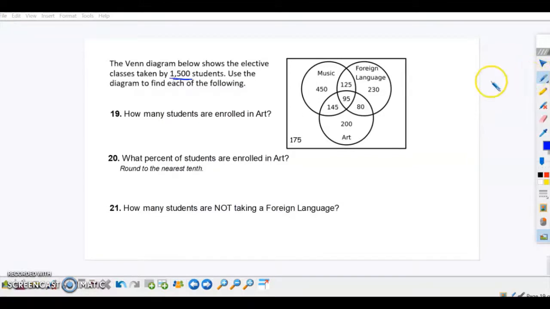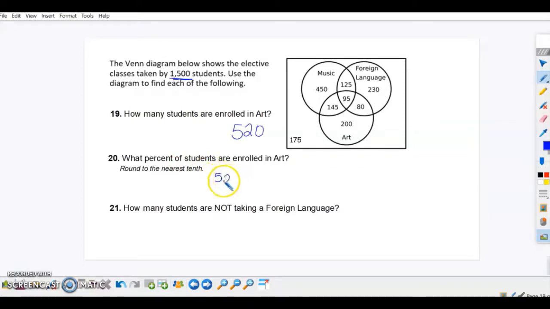How many are enrolled in art? So we would include all of these because even though they're in foreign language as well, we would include them. Okay, so we would find how many total people are in the art circle, and what would we get? If we add 145, 90, 80, and 200, that would tell us that 520 students total are in art. If we want to make that a percent, we would need to figure out how many that is compared to our 1,500 students. See if you could figure out what percent that would be.